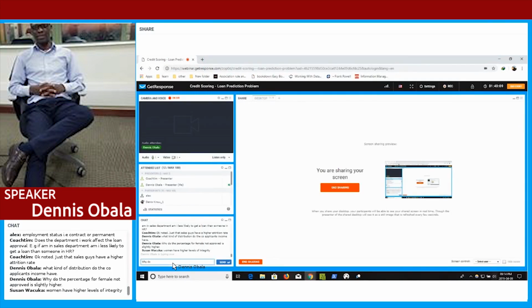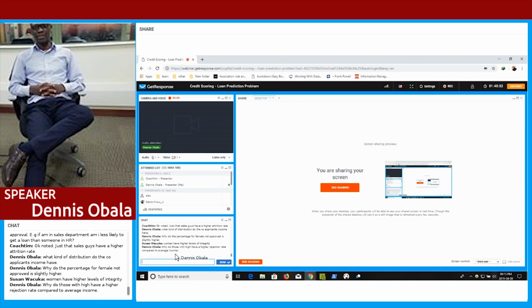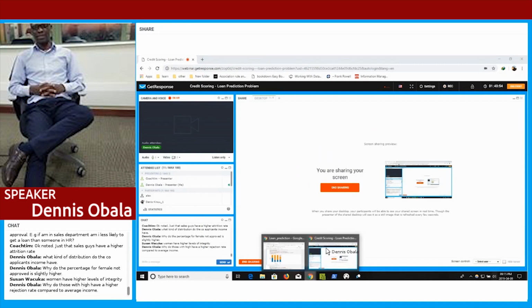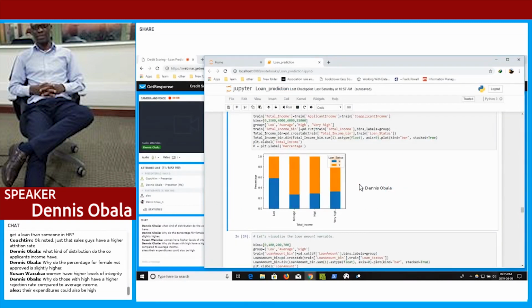So another hypothesis, let me also ask another question. Why do you think those with high income have a higher rejection rate compared to average income? So you can also try and figure out why, for example, the very high income are more likely to get rejected compared to the average income. Anyone can just take a stab at that. It will be good to hear your responses on that.